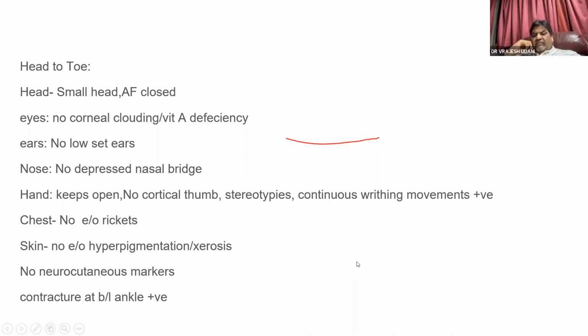Why do you want to ask about vitamin A deficiency? Because you read xerosis. Any particular reason? So generally global developmental delay children are associated, but they can have malnutrition or they can have low diet. Okay.